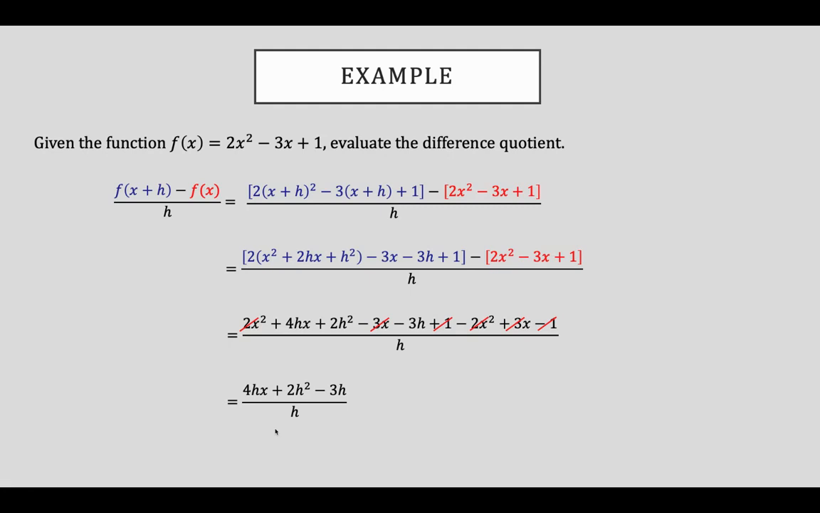Again, whenever you do these types of problems, you're definitely going to have stuff cancel out. If you're not having things cancel out, you probably made a mistake. Go back and check your work. So, are we done? Not quite. Notice that I have an h in every single one of the terms in the numerator. So what we can do is, again, use the distributive property of division, divide each one of those terms by h, leaving us with our final answer, 4x plus 2h minus 3.